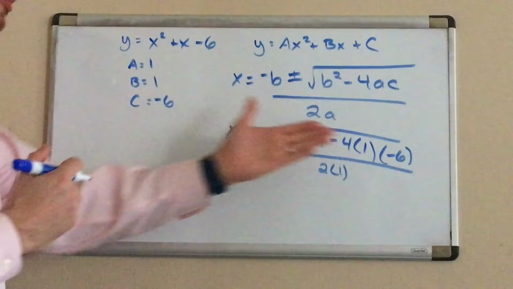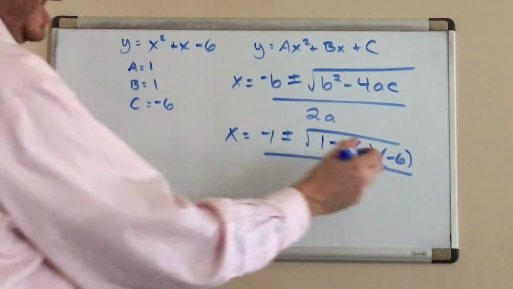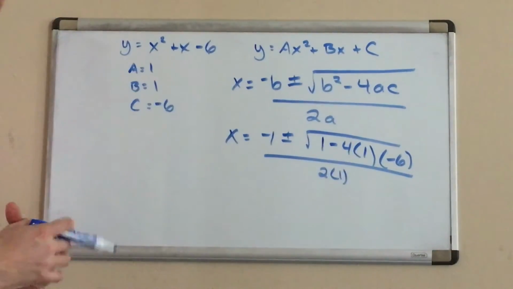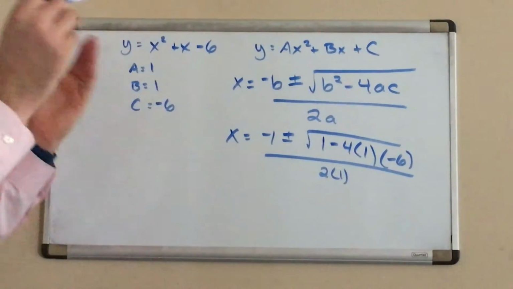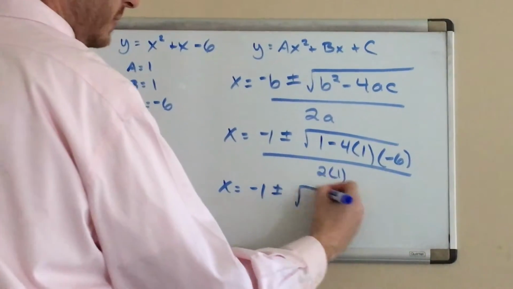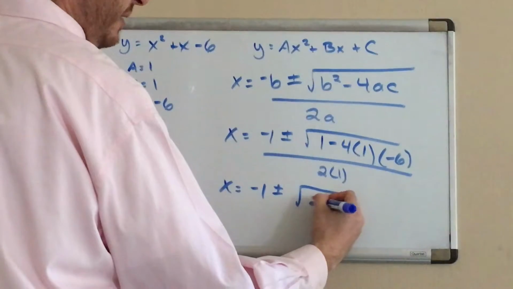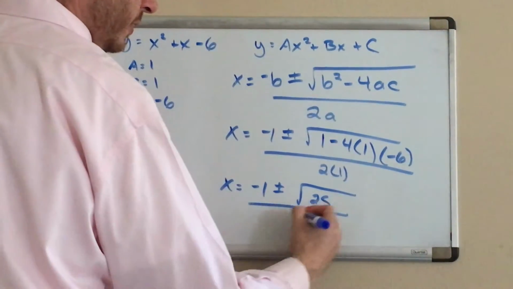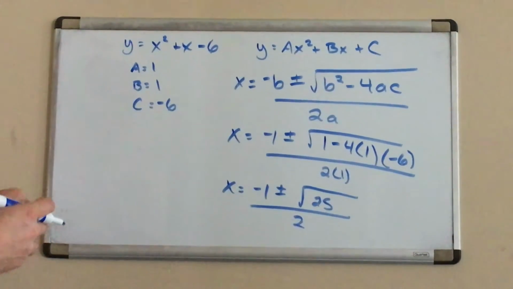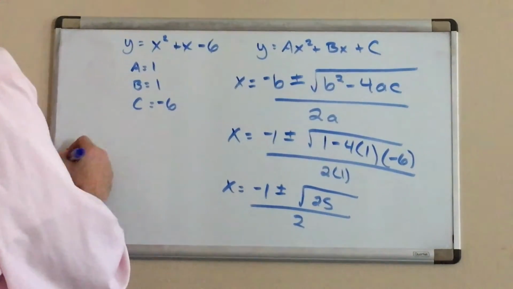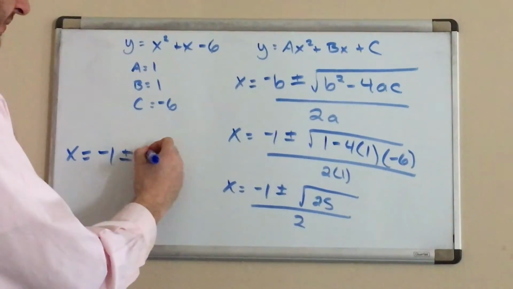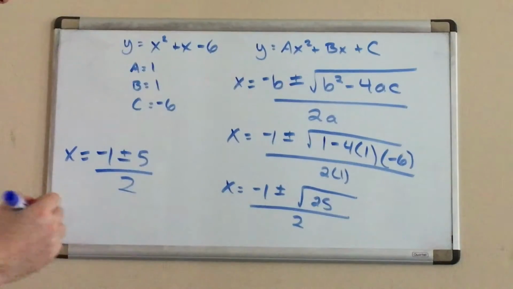Now let's simplify what we have in the radical. -6 times 1 is -6. -6 times -4 is plus 24. I'm going to rewrite that so my -1 is still there, plus or minus the square root of 25 over 2. Well, we all know that the square root of 25 is 5. I can now write this as x equals -1 plus or minus 5 over 2.